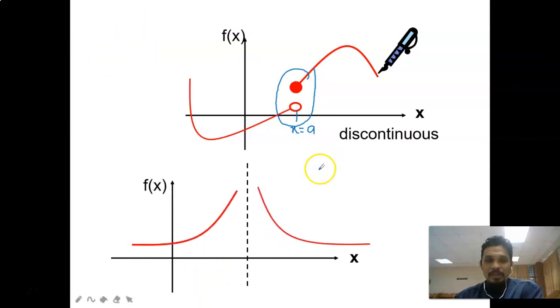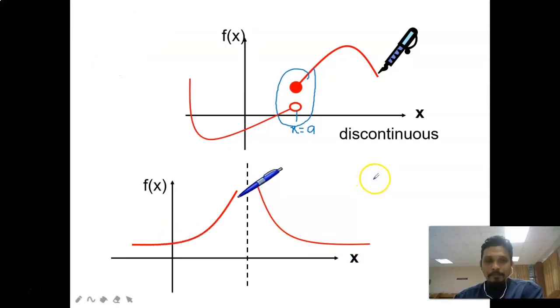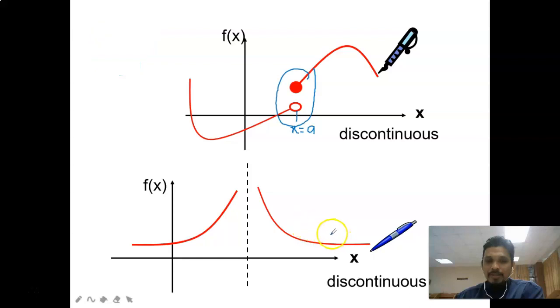And what about this one here now? I start the line from here, and everything is smooth. But then I need to lift up my pen and start all over again on the other side. So these two lines do not meet each other, so it is discontinuous.